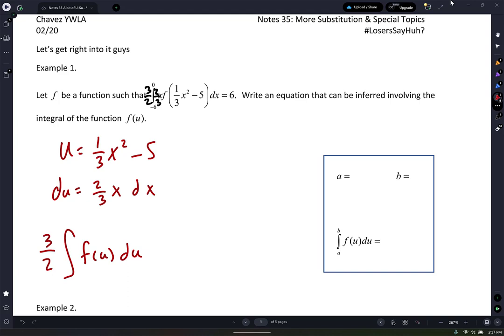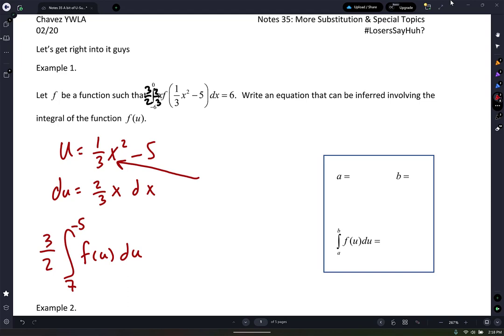When x is negative 6, I'm going to type in a negative 6 in here. Negative 6 squared is 36. 36 divided by 3 is 12, and then 12 minus 5 is 7. So that's my new lower limit. And then when I plug in a 0, I get 0 squared minus 5. I just get negative 5. Cool? All right, so there it is.